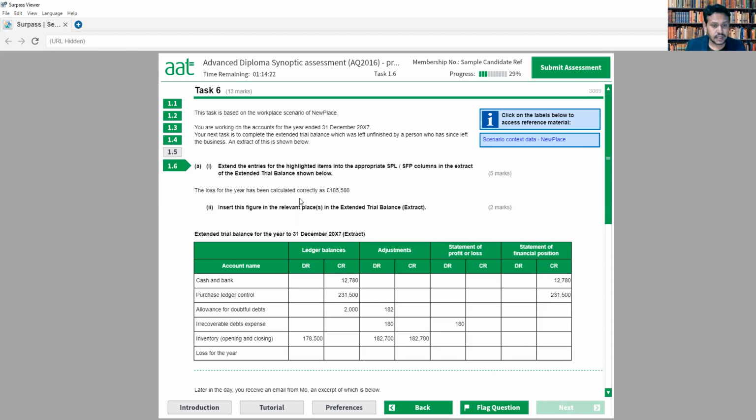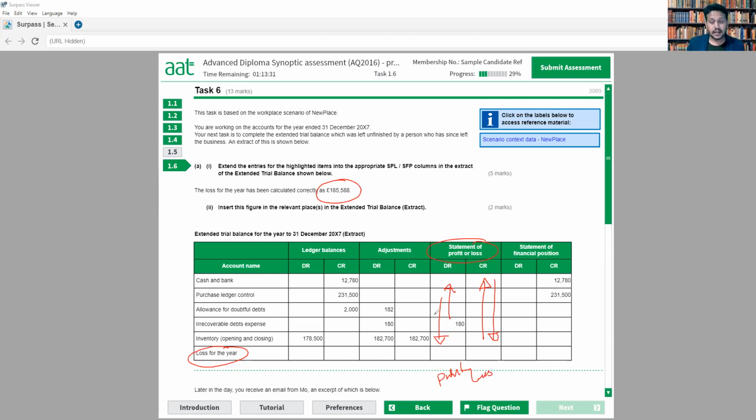The loss for the year has been calculated correctly as 185,558. So the question already tells us we have a loss. Remember, on the profit and loss account, if the credit side is higher and the debit side is lower, we have a profit. That means my income, which is credit, is more and the expense is less. But if my credit side is lower and the debit side is higher, then the business makes a loss. That means my expense is more than my income.